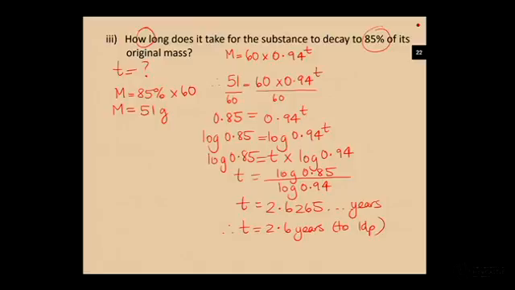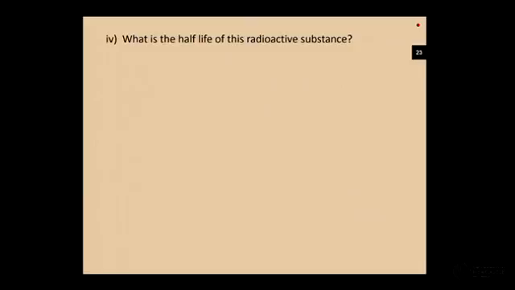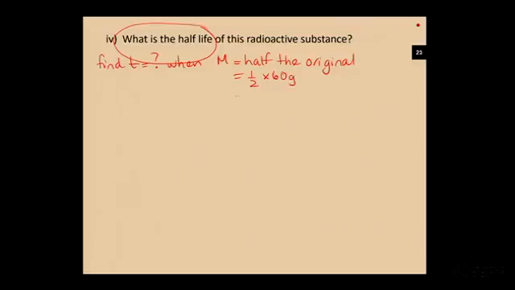And again, not everybody knows about half-life. So what you want to do with a half-life, you can approach it 2 ways, I guess. What it does is it says, what is the half-life? Those words are saying, find what t is equal to when m is equal to half the original. What was the original sample we had? We had 60 grams, and it's going to be 30.